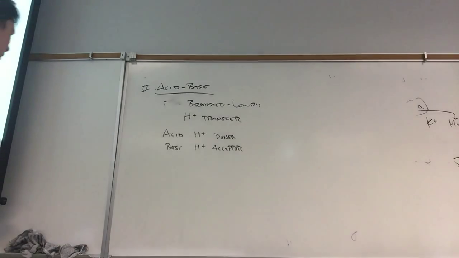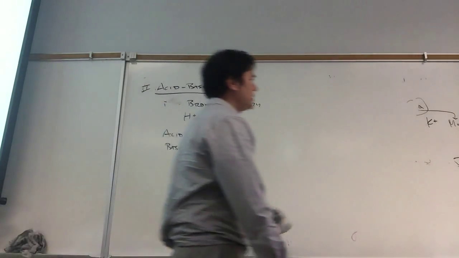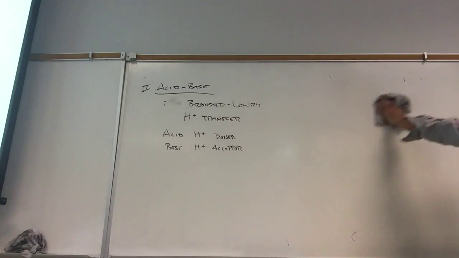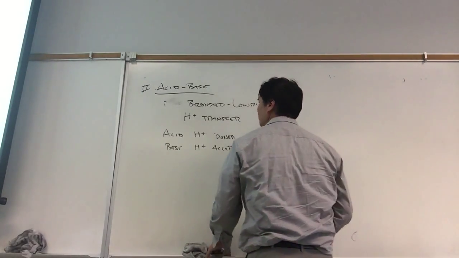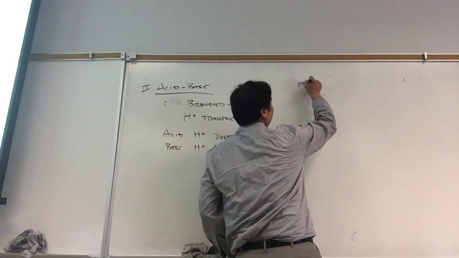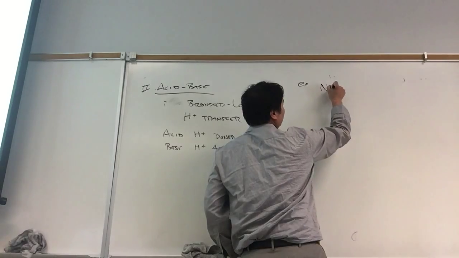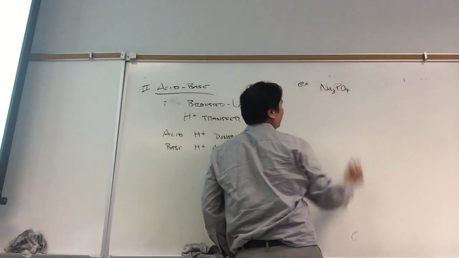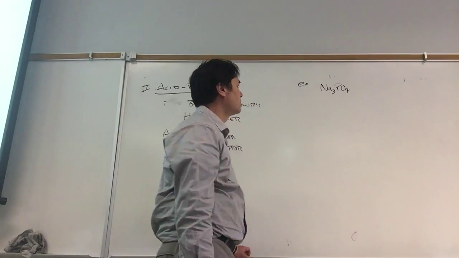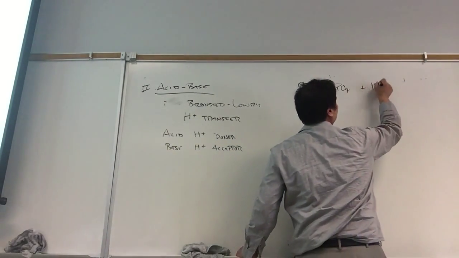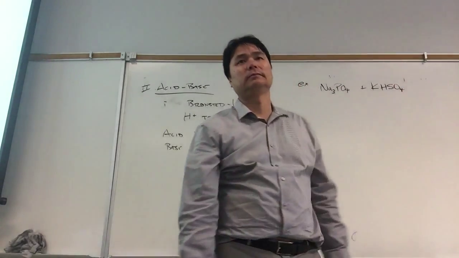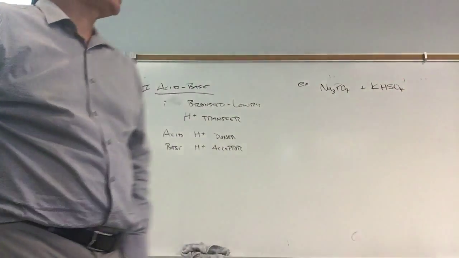The way we figured these out is very similar to what we did for redox. So let's look at a particular reaction. The example reaction we're going to do is this. What's the name of this? Sodium phosphate and this, the potassium bisulfate.